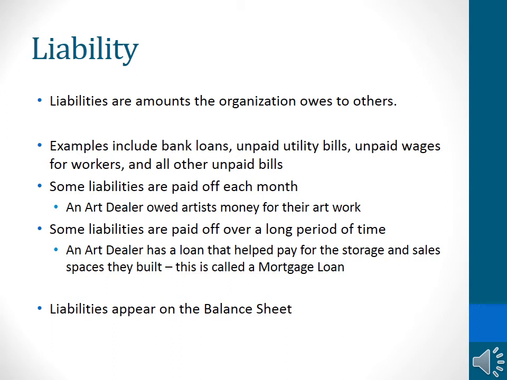Other liabilities are paid off over a very long period of time. For example, an art dealer might have a loan that they use to buy and renovate a storage space. That kind of loan, called a mortgage loan, shows up on the balance sheet under mortgages payable. Liabilities appear on the balance sheet.